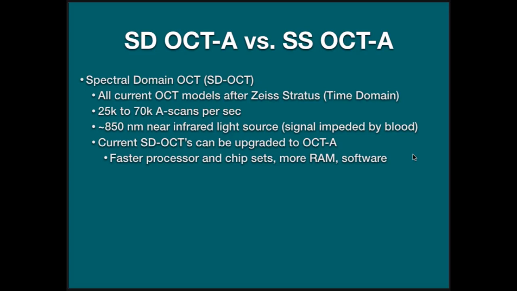Spectral domain uses an 850 nanometer near-infrared light source, and the problem with that is that blood in the retina and blood in the vessels does trap some of that light energy and prevents it from going into the deeper layers of the retina. So there is a little bit of a limitation with spectral domain. Good thing about our current spectral domain OCTs is that if you have a unit that is capable enough, you can have it upgraded to OCT angiography. So my NIDEK unit has got an SLO and eye tracking already included. With the new software, they had to upgrade the computer box with a faster processor, different chipsets, more RAM, and of course the new software, and it's able to do angiography without having to throw the whole unit out and start over again.